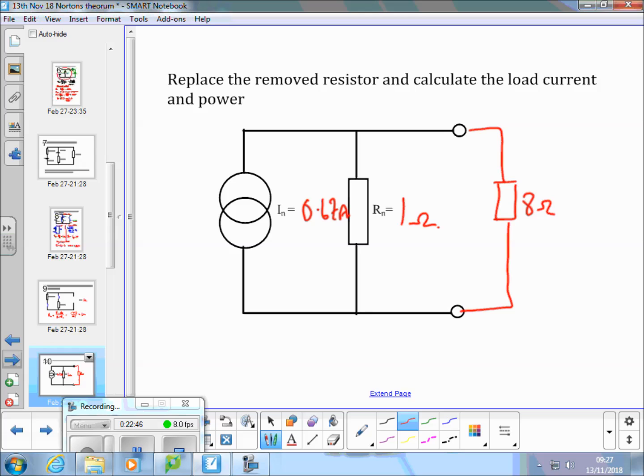And then calculate the load current and power using any method that you prefer.